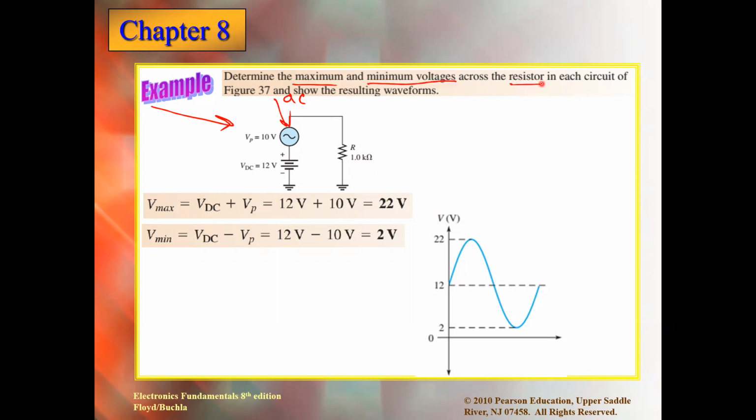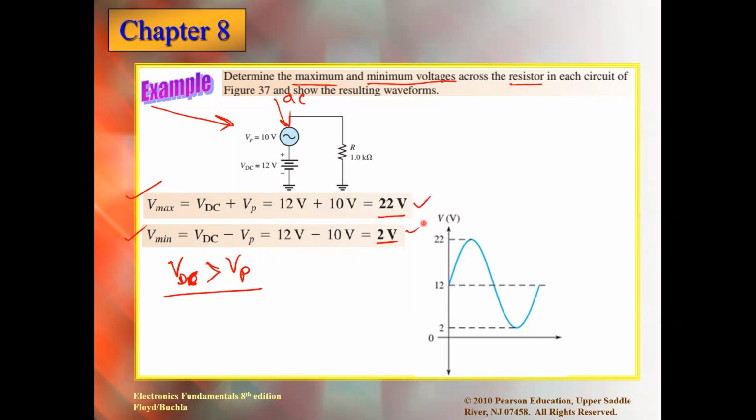Okay, it's simple. So you know VP is 10, VDC is 12. So you can calculate the maximum value, Vmax, because it's a series circuit. So the complete voltage will be across the resistor, because we have only one resistor here. So VDC plus VP, you are getting positive 22 volts. You can get the minimum value, VDC minus VP, and you can see here that VDC is greater than VP. That's why both values are positive.